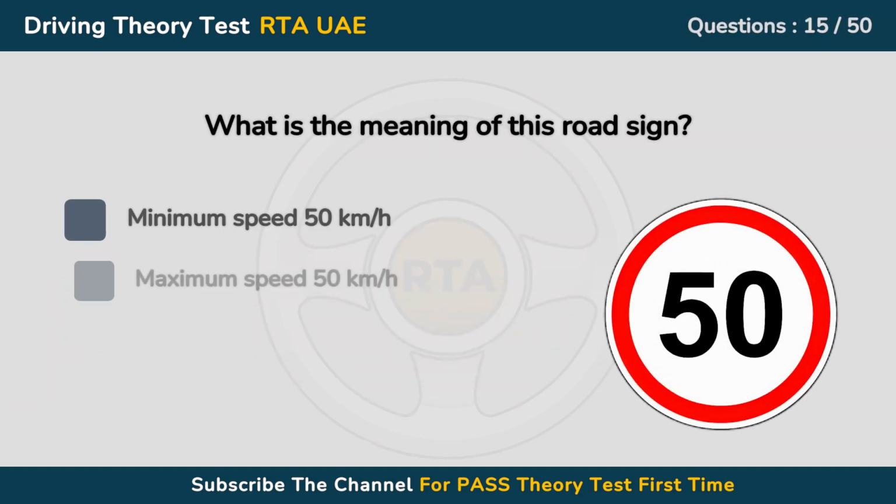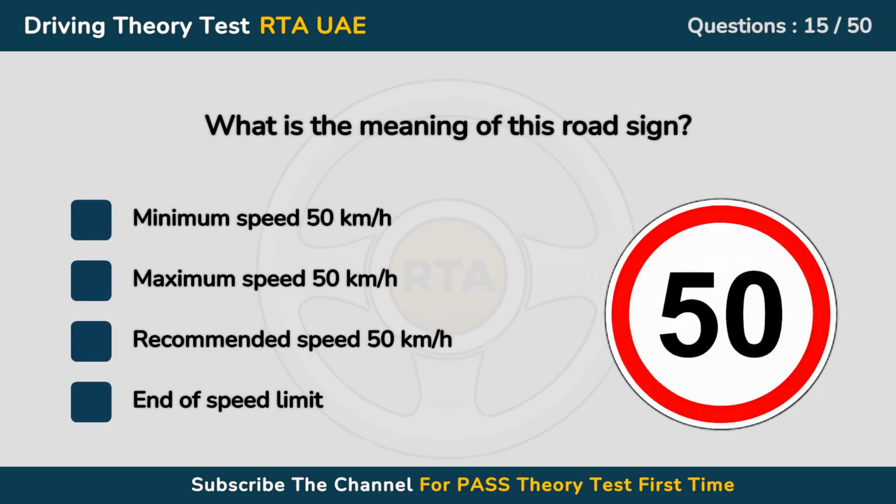Question 15. What is the meaning of this road sign? A, minimum speed 50 kilometers per hour. B, maximum speed 50 kilometers per hour. C, recommended speed 50 kilometers per hour. D, end of speed limit.